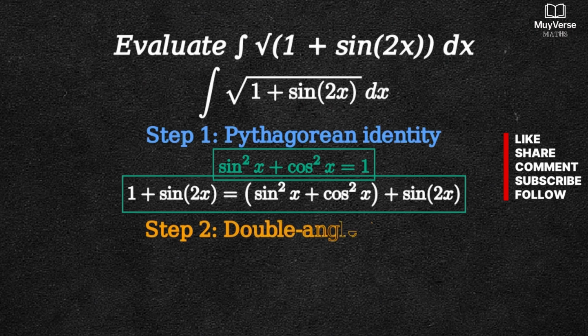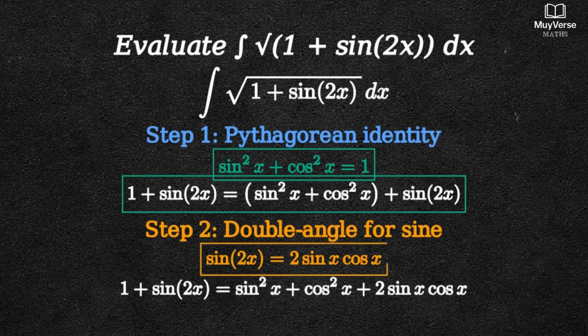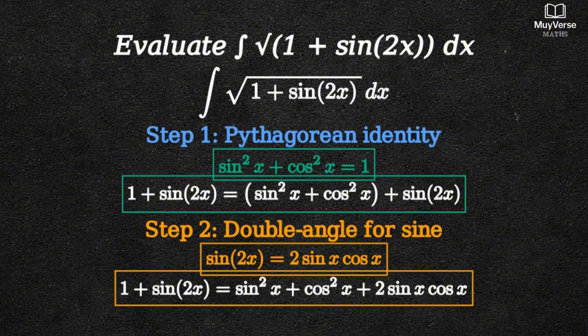Step 2. Use the double angle identity. Sine of 2x equals 2 sine x cosine x. Substituting this in gives sine squared x plus cosine squared x plus 2 sine x cosine x.